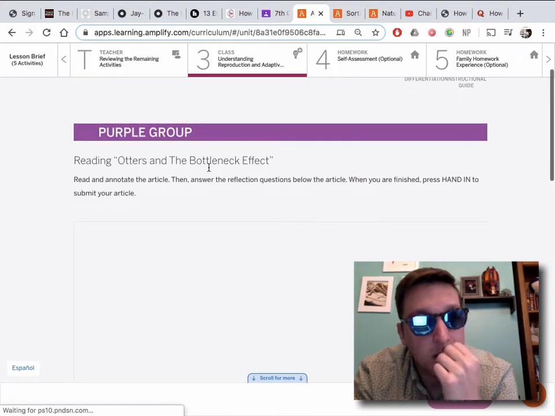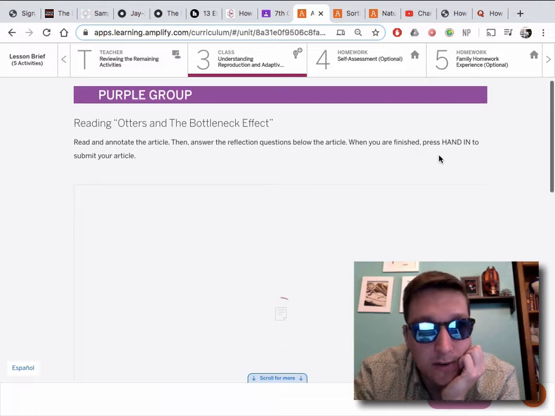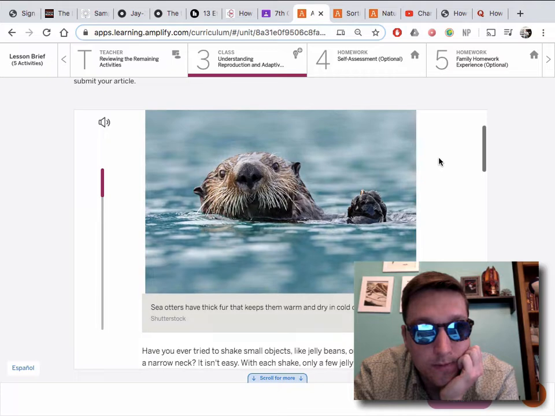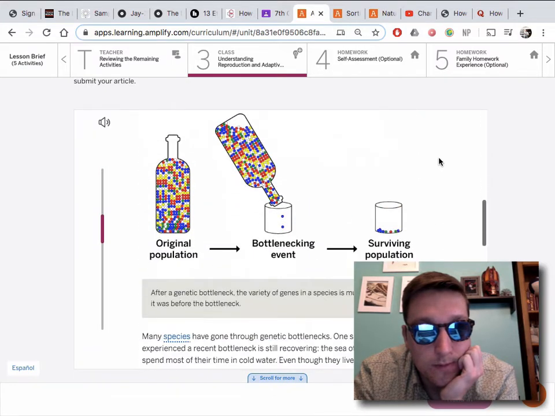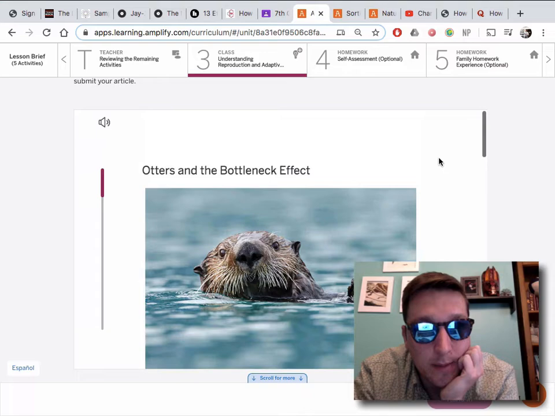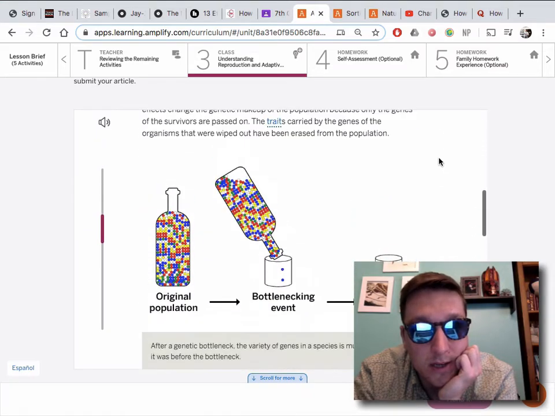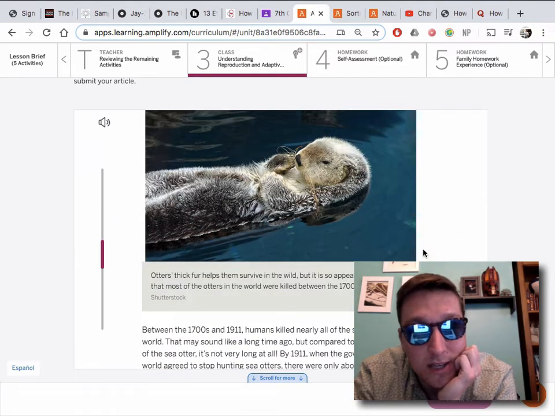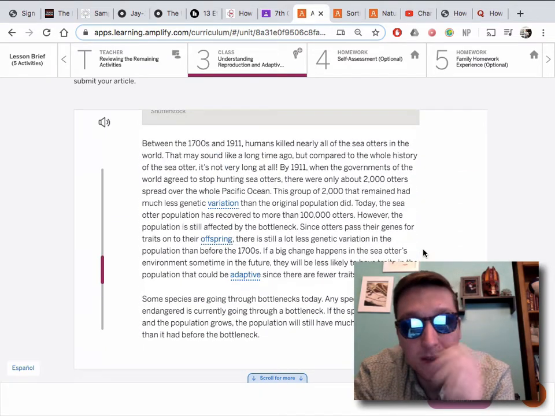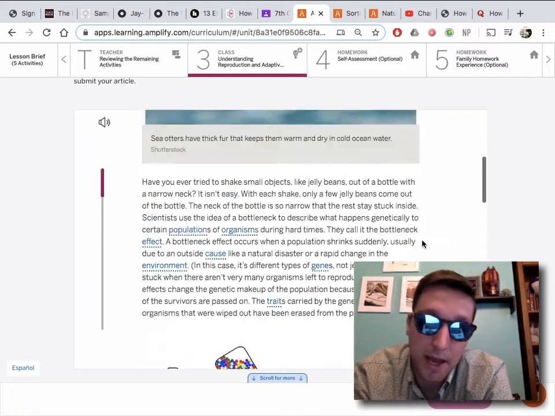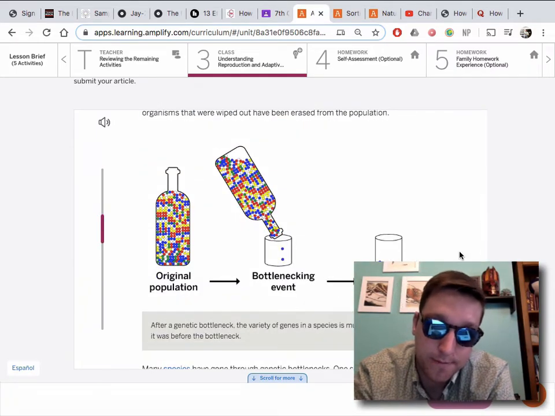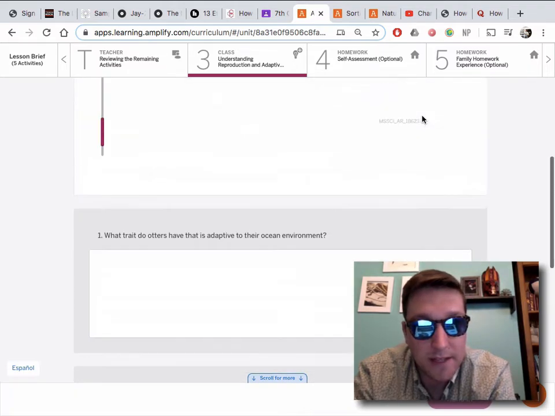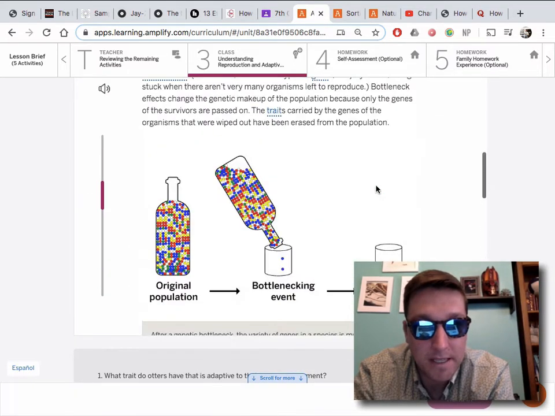Purple group. You're going to be reading about otters. Quickly annotate the article. Oh, the bottleneck effect is about when a small part of a population survives, and basically only their genes will form the future generations. A very small amount of the population. What traits do otters have that is adaptive to their environment? You guys can find that in your reading.